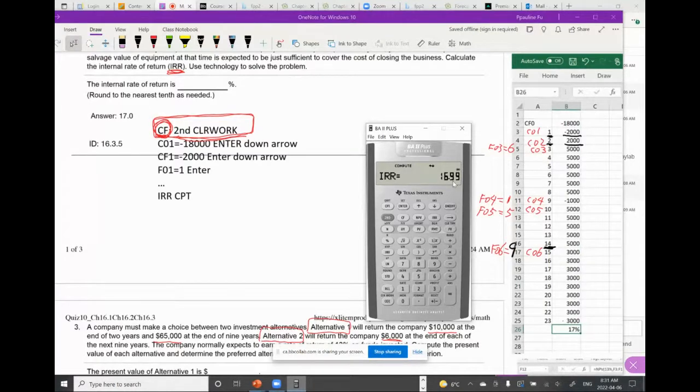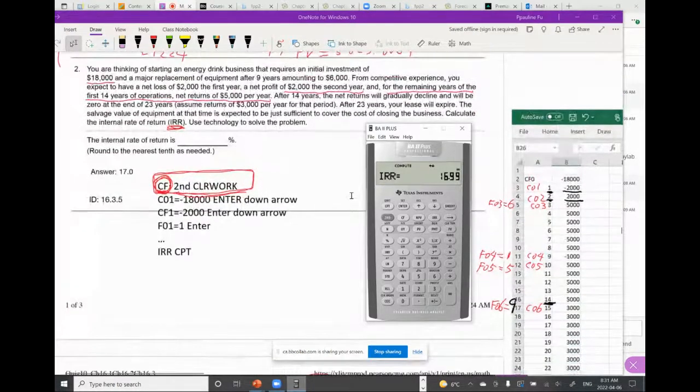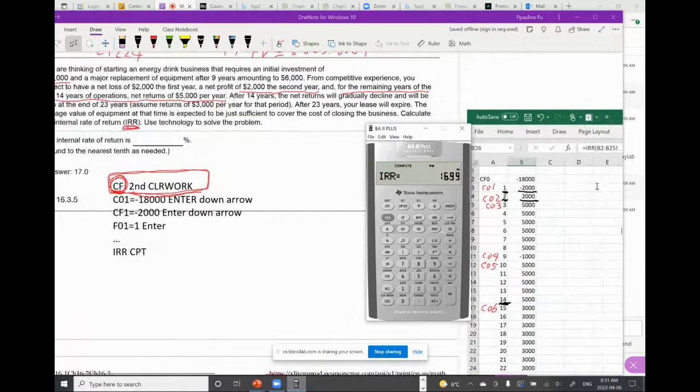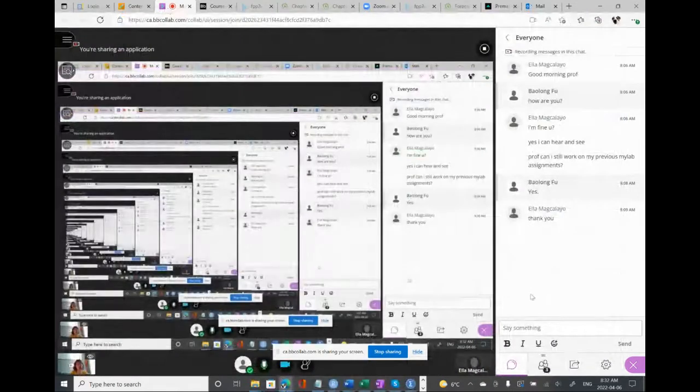So I introduced two methods for this question to calculate IRR. First method, use the Excel IRR function here. Second method, use the calculator CF function. I pause for a moment to see if you have any questions.